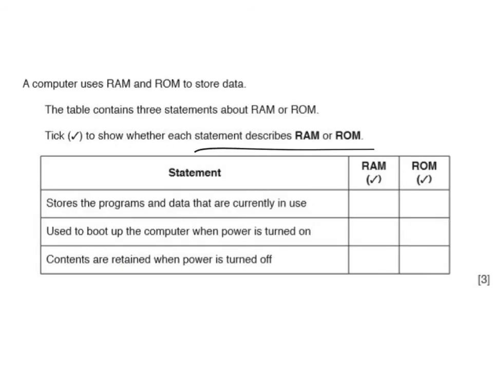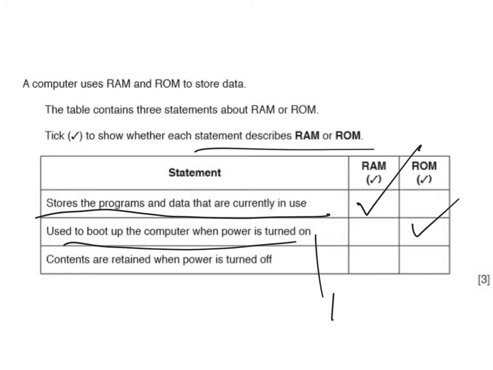So we've got RAM and ROM again. We've really already covered this one. Stores programs currently in use: RAM. Used to boot up the computer when the power is turned on: that's ROM. That's where we keep saying the BIOS system coming back up. And contents retained when the power's turned off: ROM, because it's read-only and it's permanent. Circle the storage category that includes RAM and ROM, so that's primary. Easy.